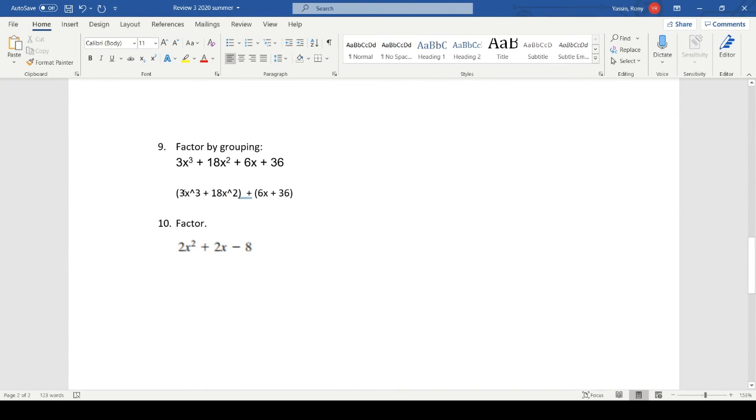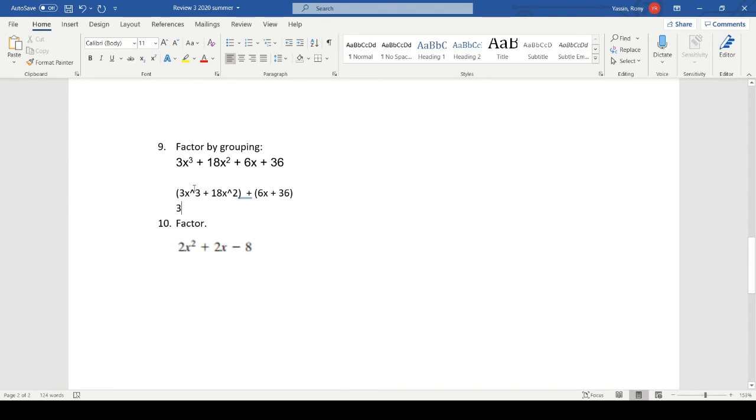So first set right here, 3x to the third plus 18x squared. We need to find a common factor between 3x to the third and the 18x squared. Okay, so looking at the numbers, is there a common factor between the numbers? So we have 3 and we have 18. Well, the highest common factor between the numbers is just 3. 3 can go into 18 just fine evenly, so there's a 3.